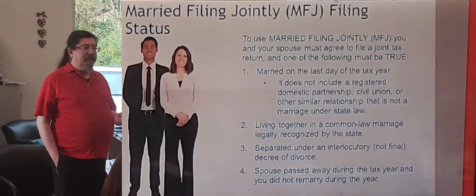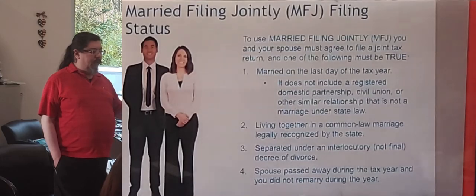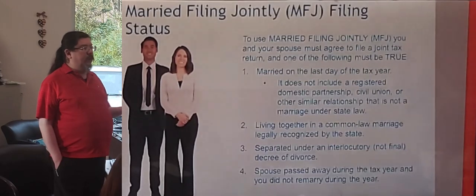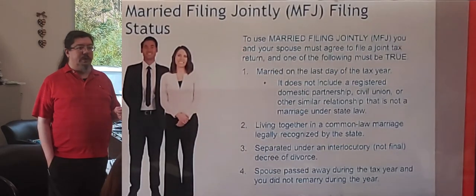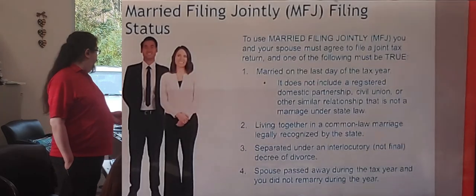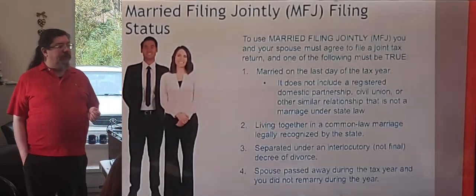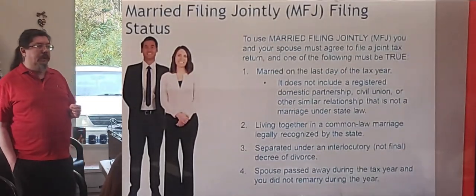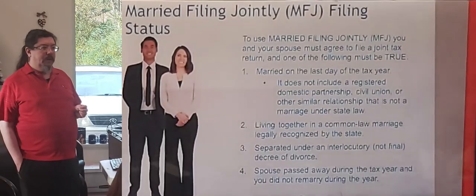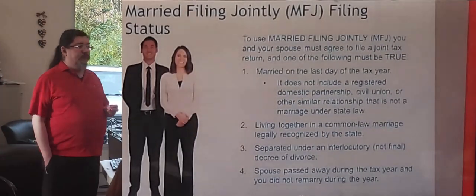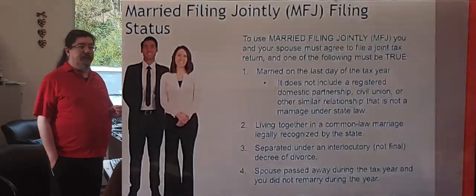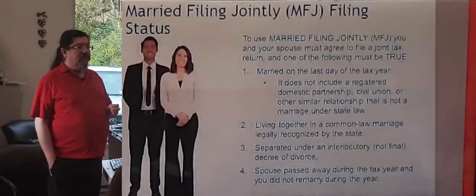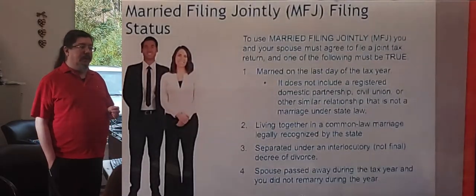If you're married before the end of the year, or if your spouse died during the year, you have to choose between married filing jointly or married filing separately. To file a joint return with your spouse, you and your spouse must both agree. That means this tax return needs to be signed by both of you, and both of you agree to be held liable for any tax due on that return.